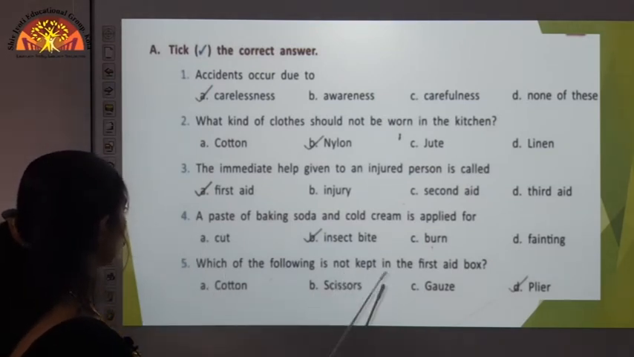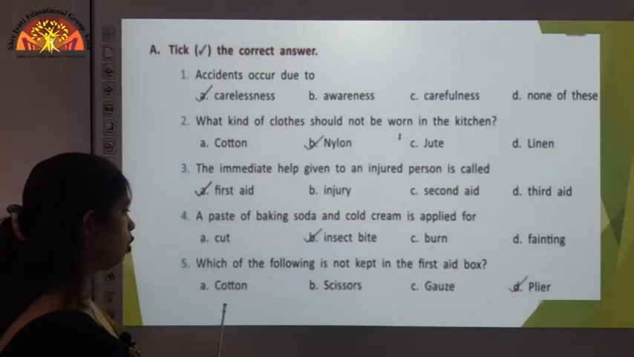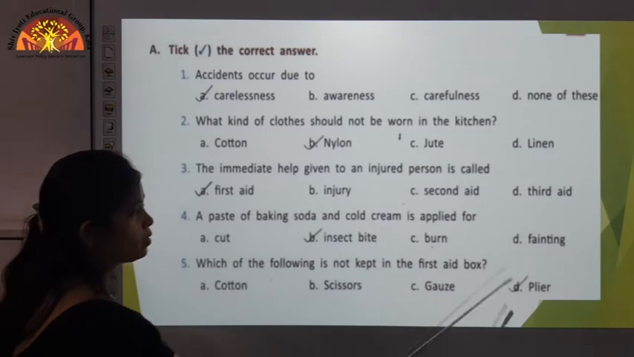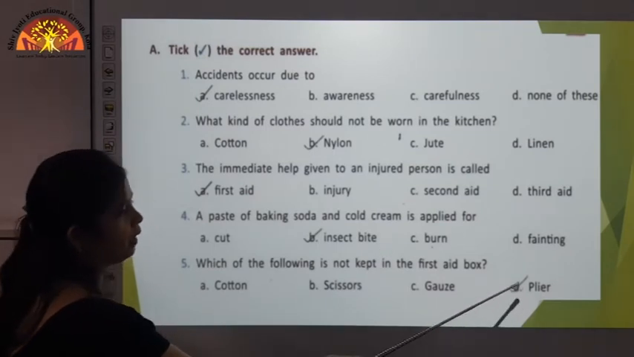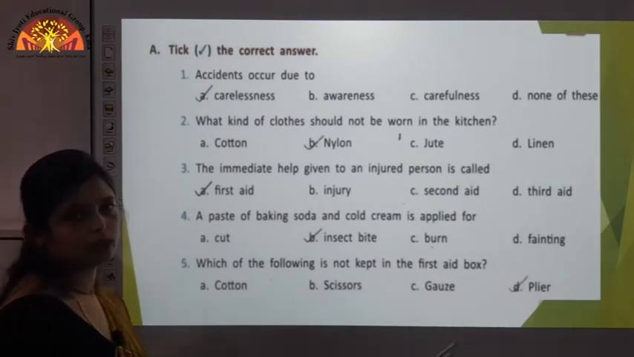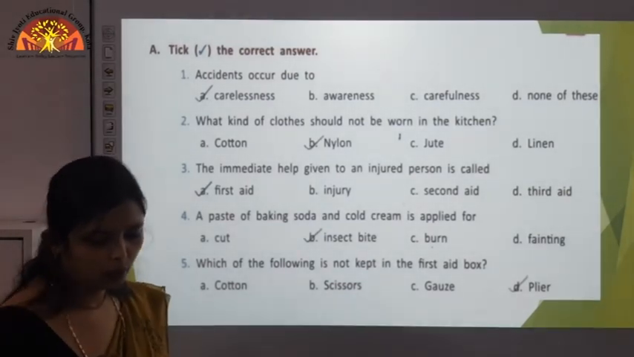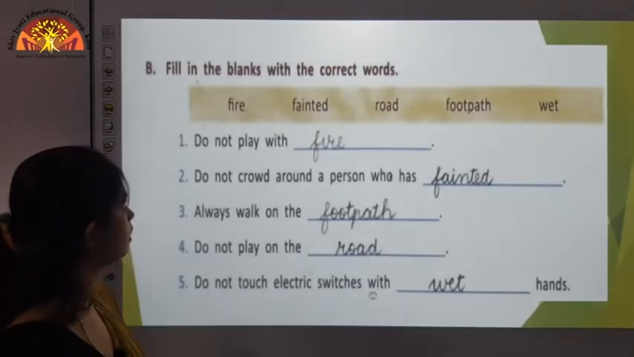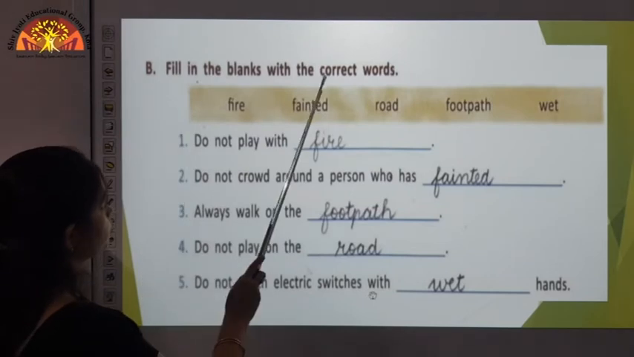Which of the following is not kept in the first aid box? Cotton, scissors, gauze or plier. So here plier is a tool and it is not used in first aid box. Now we come to the next exercise. It is fill in the blanks with the correct words.